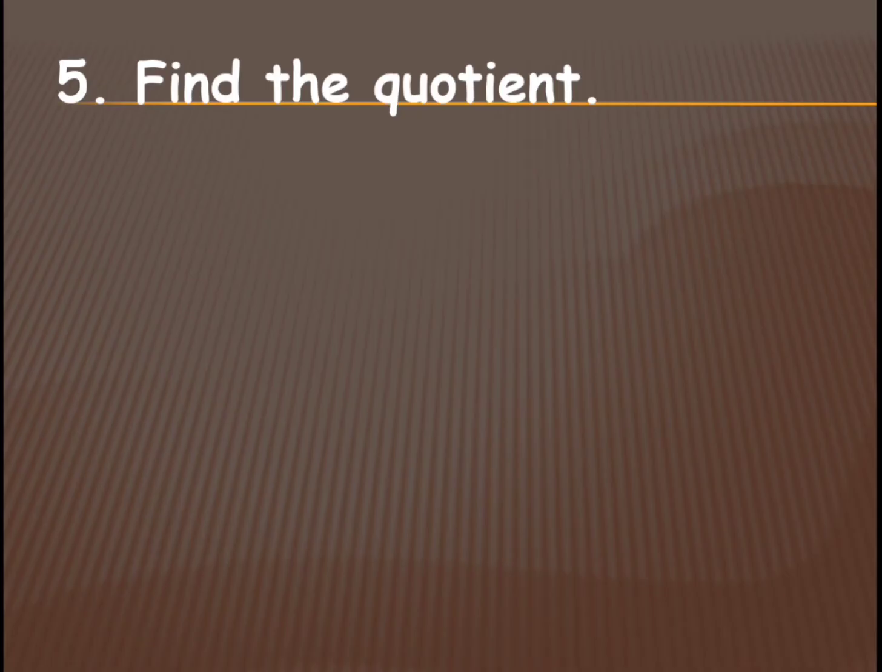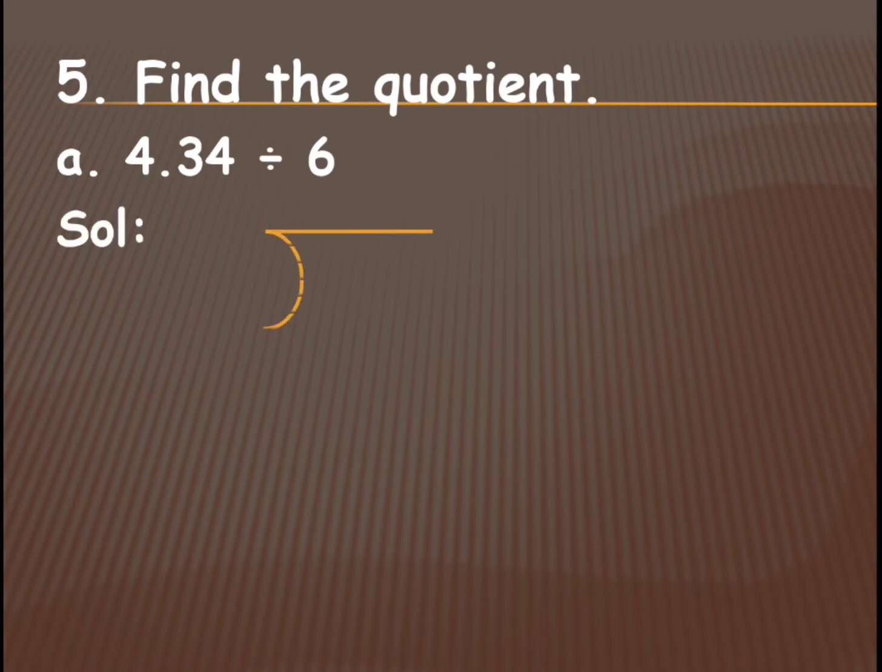Okay, let's see. Find the quotient. Okay, the sum is find the quotient. 4.34 divided by 6. So 6 is your divisor, 4.34 is your dividend. Okay, so you will place those in the arc and the splitting line like this.